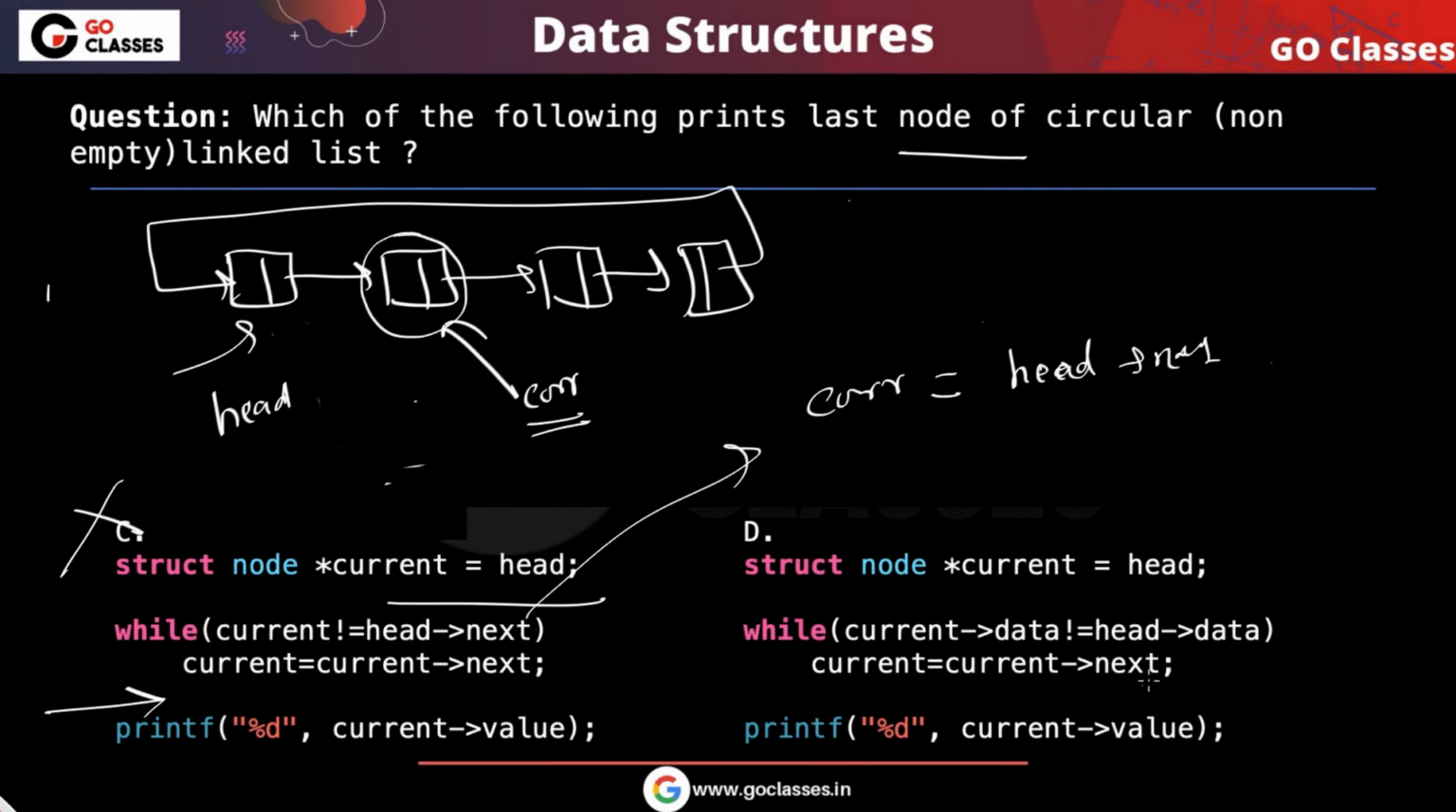Similarly, you can analyze this D option. D is also not the correct option. Maybe they are based on some data or something. So D is also not the correct option. Okay. So let me move to the next slide. I hope you are getting what I am trying to convey.